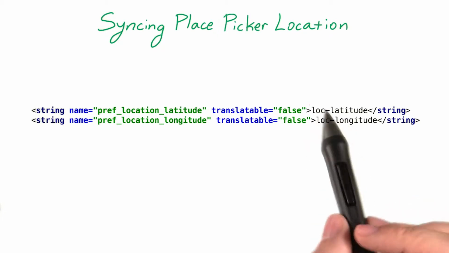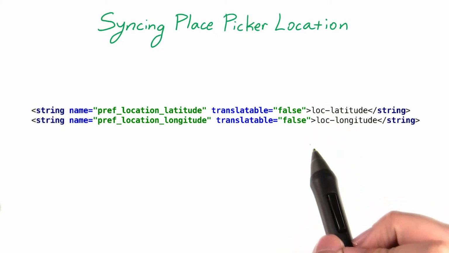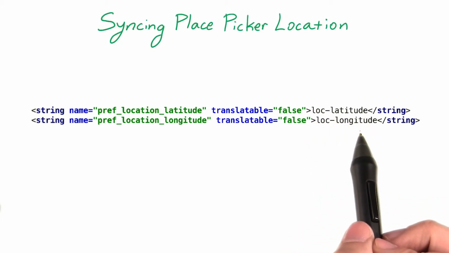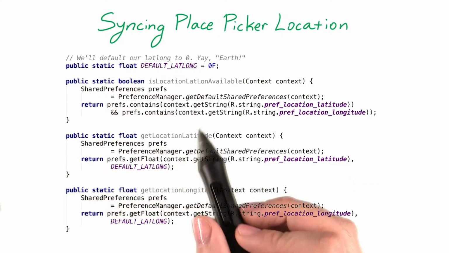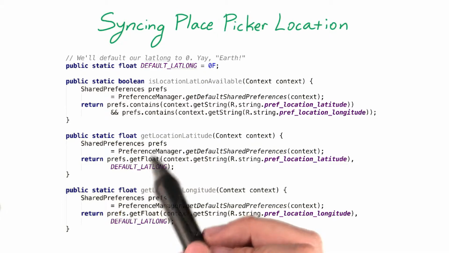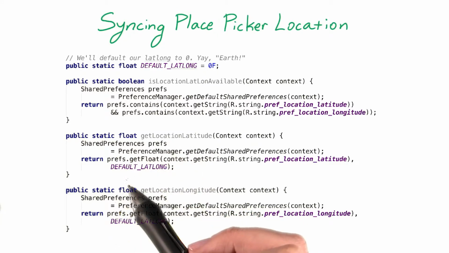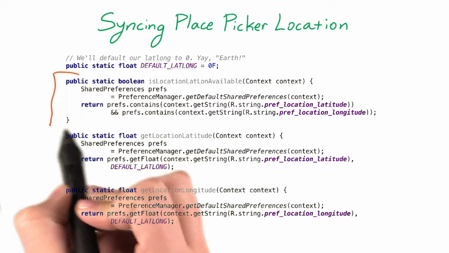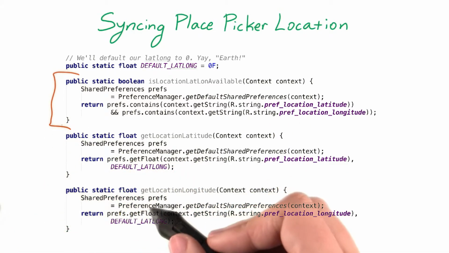First, we need to declare two new preference keys, one for latitude and one for longitude. Then we can create new utility methods to help us out, one each to get the value of the latitude and longitude out of their preferences, and then a third method to check for the existence of these preferences.